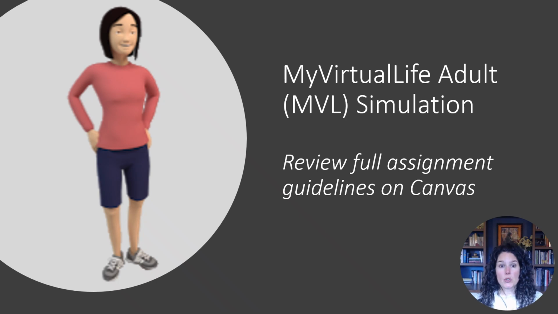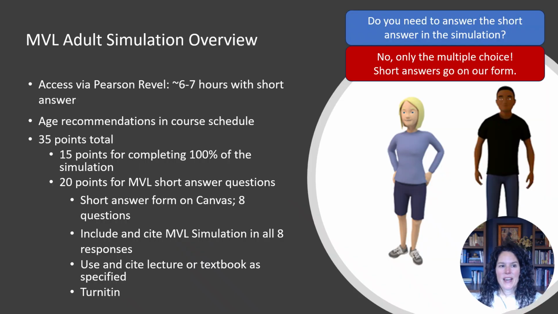So the My Virtual Life Adult simulation, or MVL, again, review those guidelines for more details. This is basically the exact same format as the My Virtual Child, but it's much shorter. The adult simulation is about a third to a little bit more of the effort that you're going to put in for the My Virtual Child simulation. We estimate that instead of 15 hours, it's around 6 hours, perhaps with the short answer.